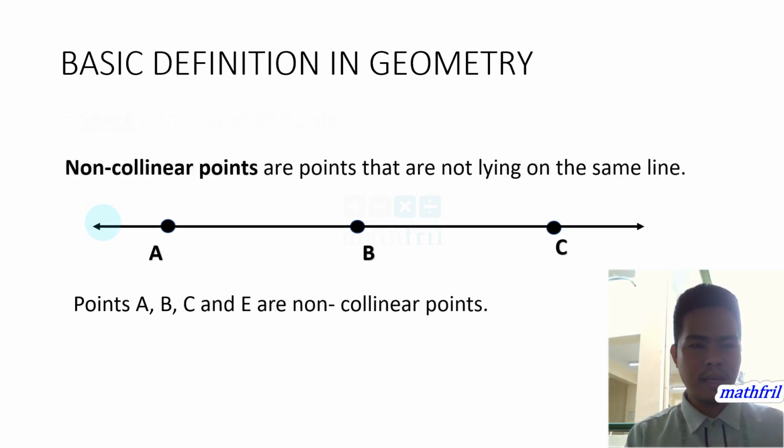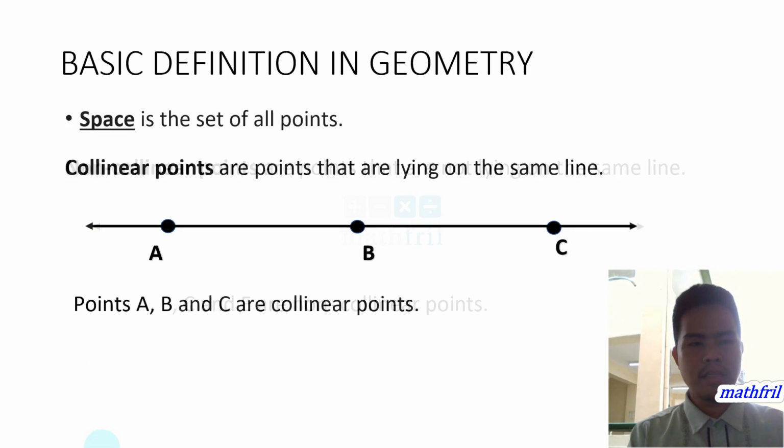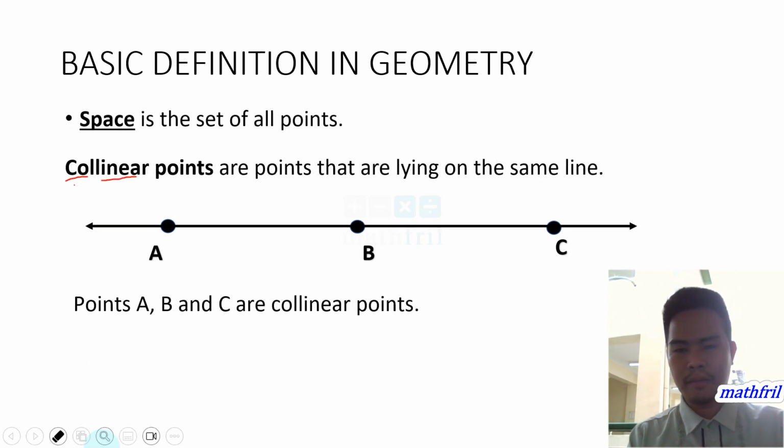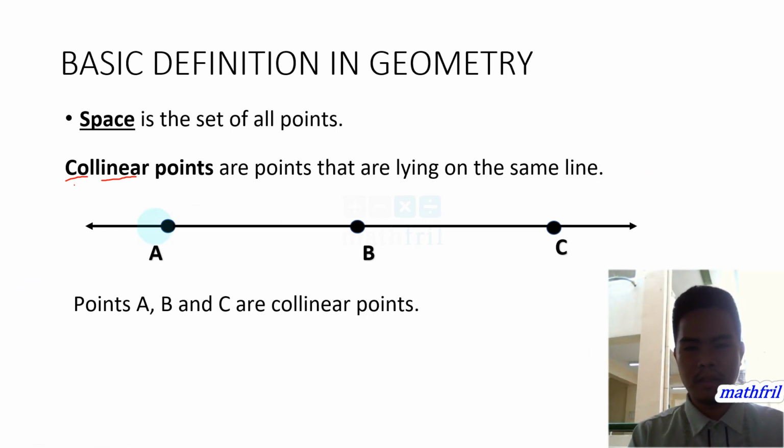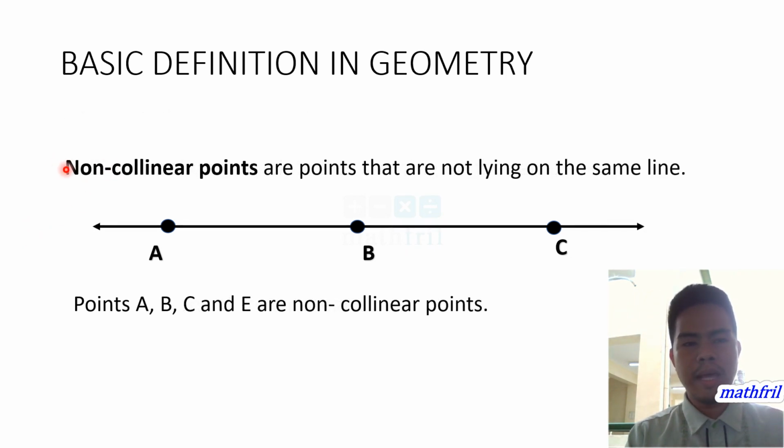Now let's proceed to the next. We have here non-collinear points. So in comparison, collinear means same line. Those are points forming a straight line. So the straight line is here, as you can see. This is collinear, same line. Now let's proceed to non-collinear. These are points that are not lying on the same line.